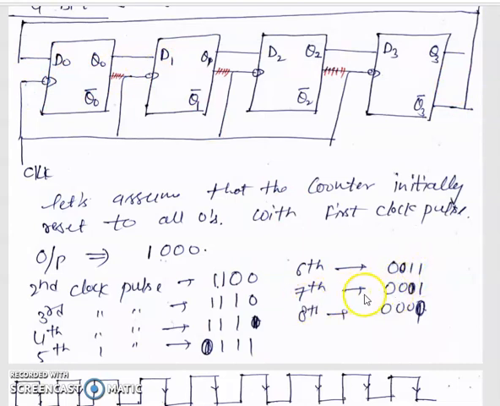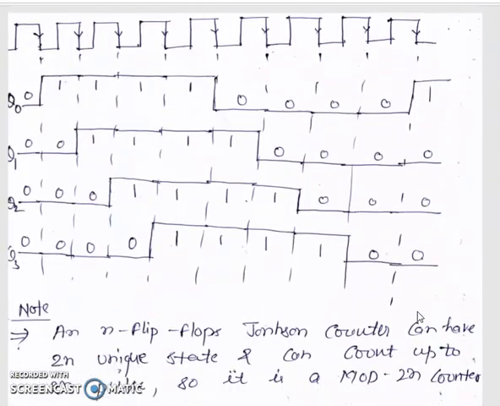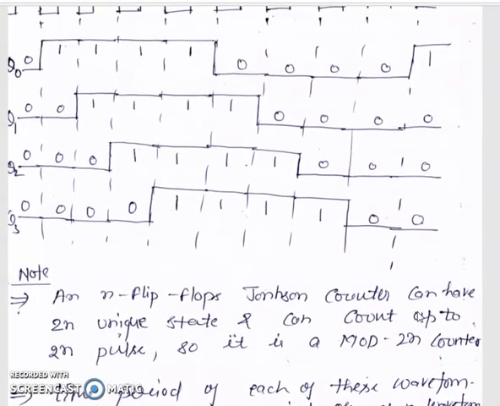For the remaining 7th, we apply the same process, that is 0 0 0 1, and in the last condition we get 0 0 0 and 1. So after this we get it repeating itself like this waveform.